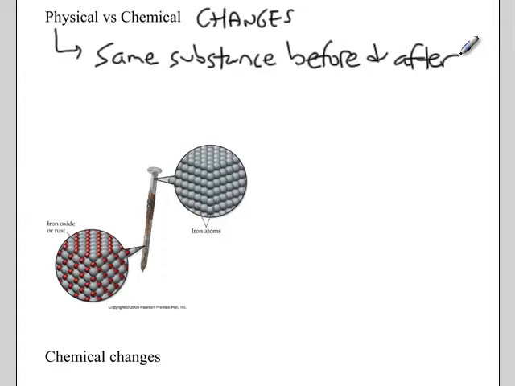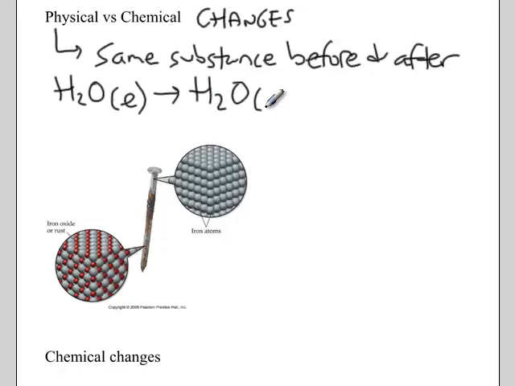If you put a tray of water into the freezer and you make ice cubes, it was water when you started, and we're going to identify that we had a liquid with parentheses and then an L, and then it turned into water in the solid state. It's still water before the reaction, and it's still water after the reaction. So that would be an example of a physical change.